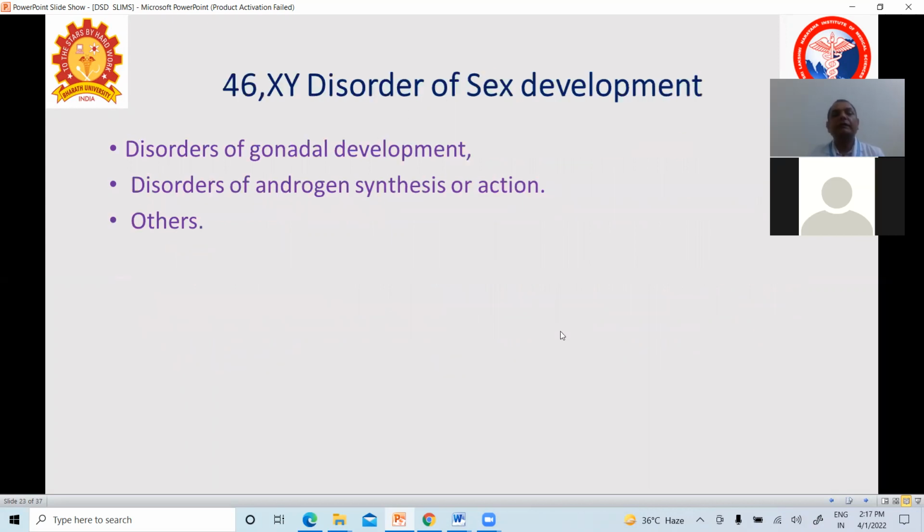46 XY disorders of sex development: disorder of gonadal development, disorder of androgen synthesis or action, and others. Very, very important.